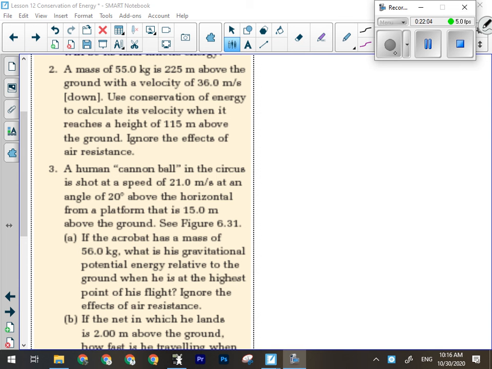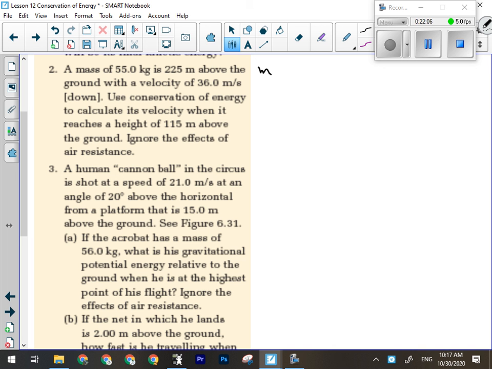Okay, let's have a look at this one. They tell us first off the mass, it's 55 kilograms. They tell us it is 225 meters above the ground initially, and that it's moving at 36 meters per second. We want to calculate its final speed, or final velocity, because it's going down, and that wouldn't change because it's just falling, when it's at a final height of 115 meters. So we're just looking for VF here.